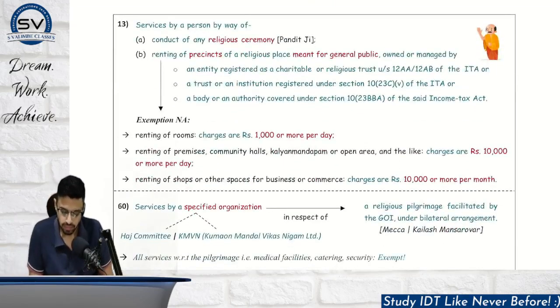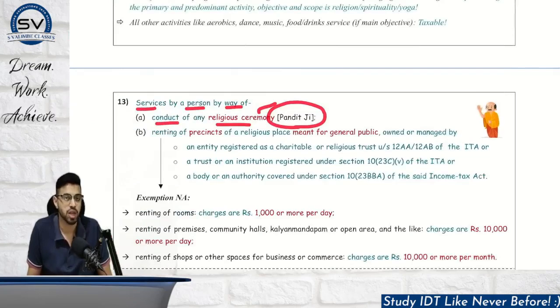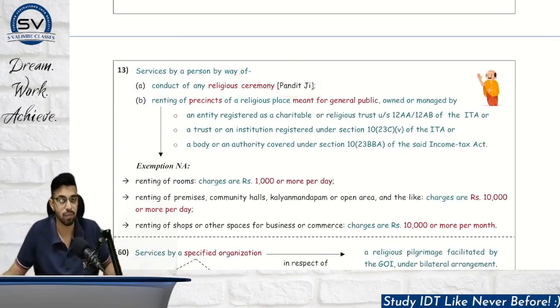Next, under charitable and religious, services by a person by way of conduct of any religious ceremony. So this is basically some kind of panditji. Whenever a child is born, whenever unfortunately a death takes place, or during marriage, ceremonies are performed, and we pay some dakshina, some consideration to the panditji, guruji, and that is outside the scope of GST.